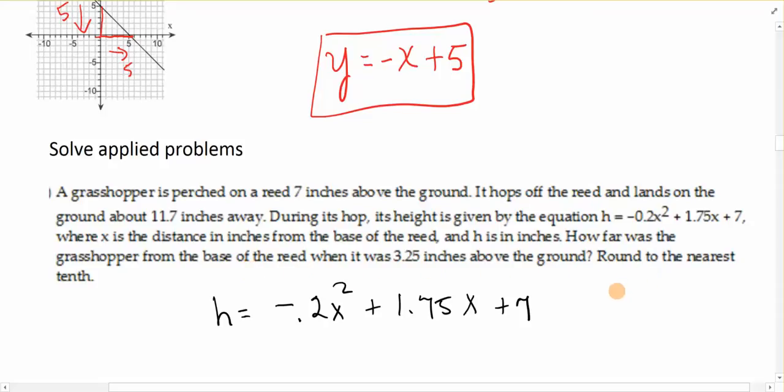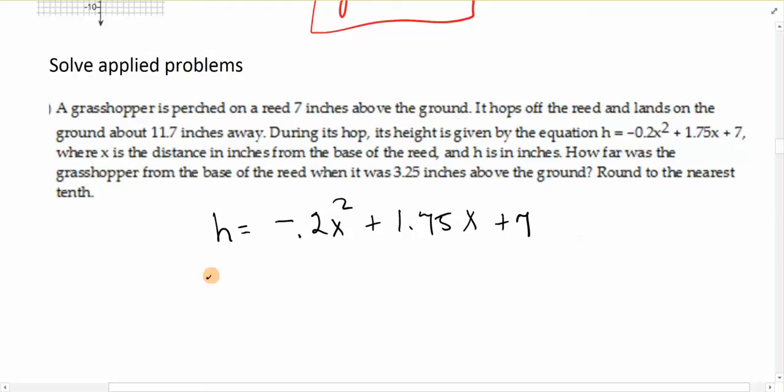So let's think about something. The 3.25 inches, is that an X or is that an H? It's an H. So he was 3¼ inches above the ground, and it's saying, how far was he from the base? X is the distance from the base. So we're trying to find X. So this is actually saying 3.25 equals -0.2x squared plus 1.75x plus 7.